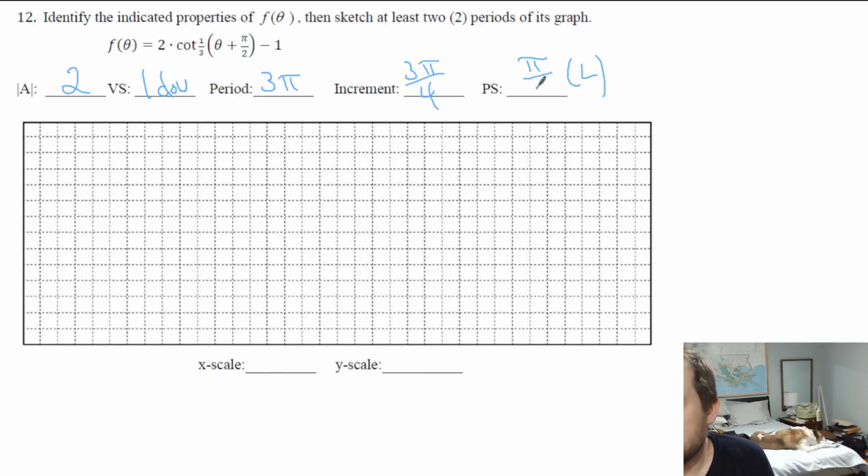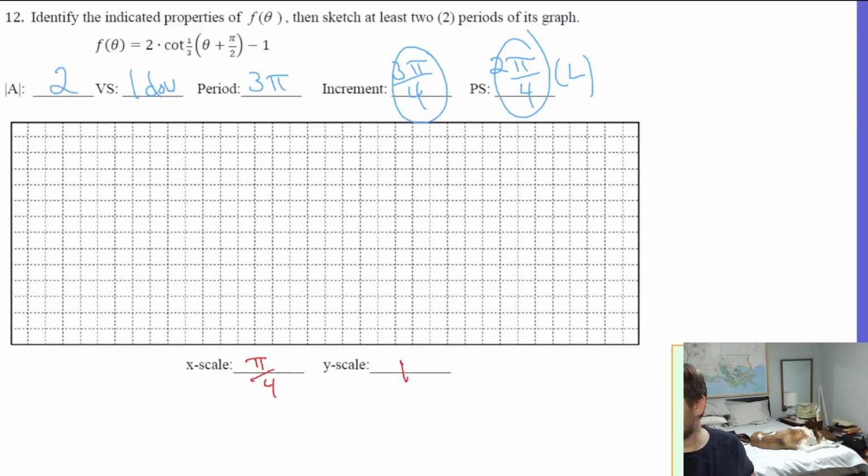Which I'm not even going to write down. Pi over 2 is going to be 2 pi over 4 for us, because we want to be able to compare it to the increment. And we can see that we're going to want to go by pi's over 4. And yep, 1 still works on the y scale. We're going down 1, so no big whoop. Alright, there's my axes.